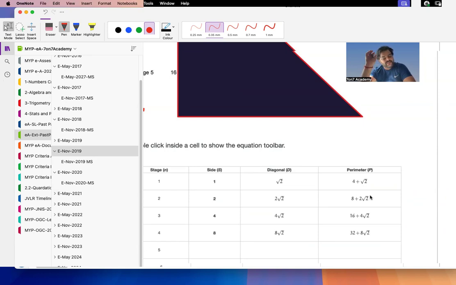Last time we did this one, same thing. So see, what would be the general rule? Isn't this 2 raised to 2? This is 2 raised to 3. This is 2 raised to 4. Okay? So you write here, isn't this 2 raised to n plus 1? Plus this is 2 raised to n minus 1 into root 2. Isn't this the general rule Tn?